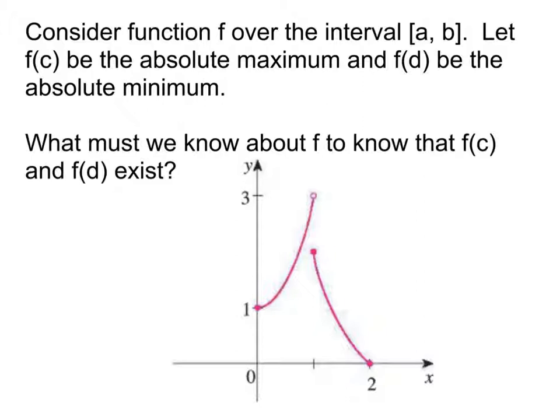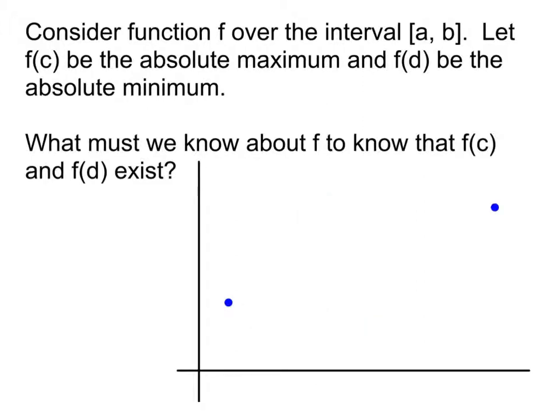Does this graph have an absolute maximum? Well, that'd be like this point here, but that's an open circle, isn't it? So it doesn't have an absolute maximum. So this also would have to violate the rule allowing that to happen. Now it does have an absolute minimum. It has an absolute minimum, but it doesn't have an absolute maximum. So what do we know must be true?